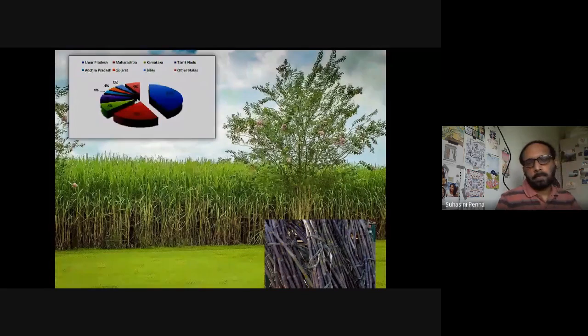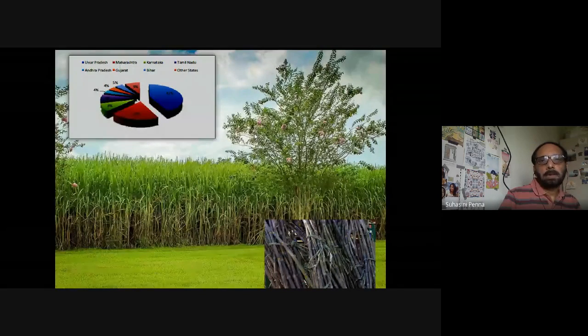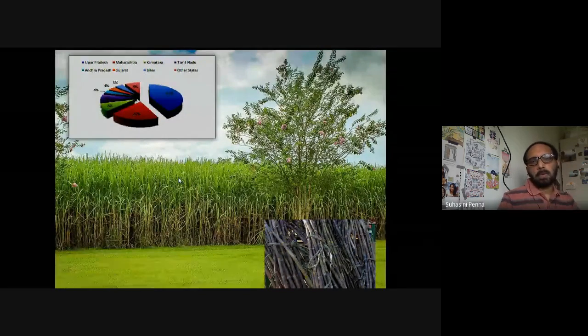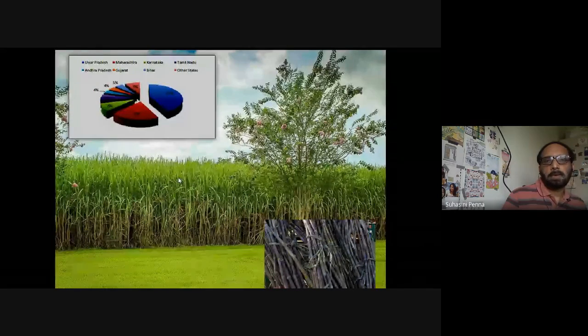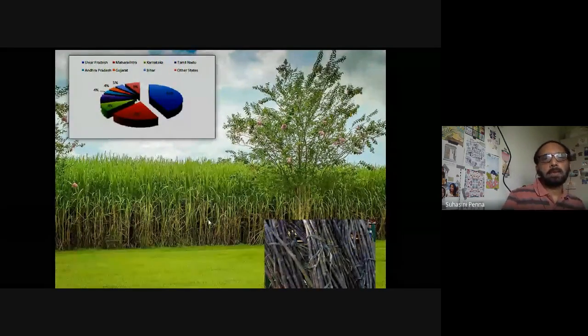So coming back to today's talk, sugarcane. As you're all sugarcane breeders, sugarcane researchers, I don't need to add anything extra into that. I think this must have already been talked about, that UP is the major producer, followed by Maharashtra and other states.